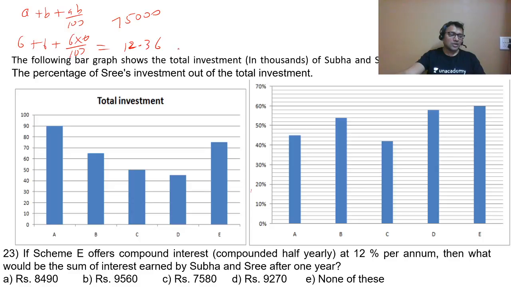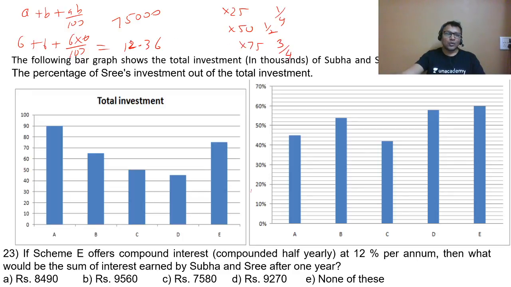That D option will be the answer. So whenever you're multiplying by 25, you basically do 1/4. Whenever you multiply by 50, you basically do half. Whenever you multiply by 75, you can do 3/4.